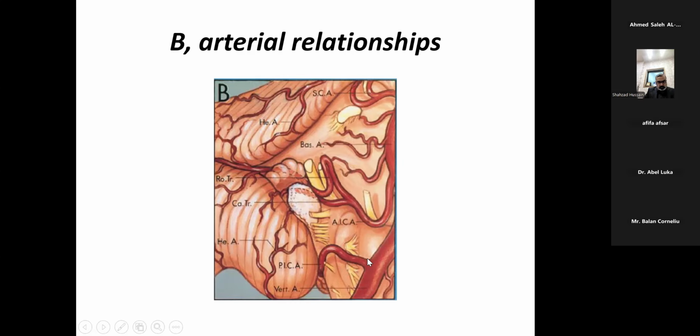We can see that the posterior inferior cerebellar artery arises from the vertebral, and before traveling down and providing arterial supply to the medullary surface as well as the suboccipital surface of the cerebellum, it tends to first course superiorly and then takes the inferior turn in relationship to the 9th and 10th nerve complex.